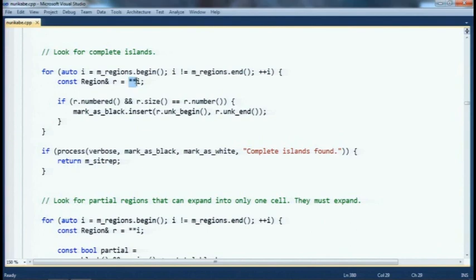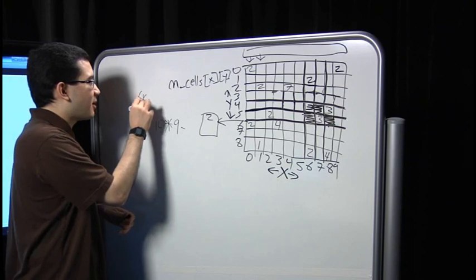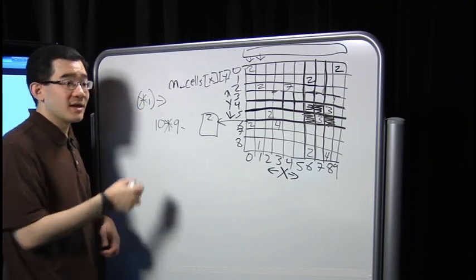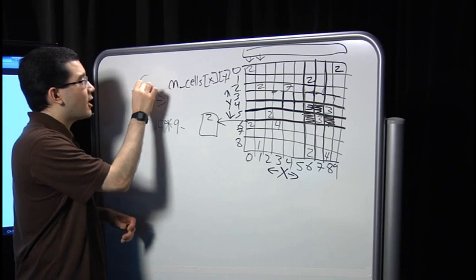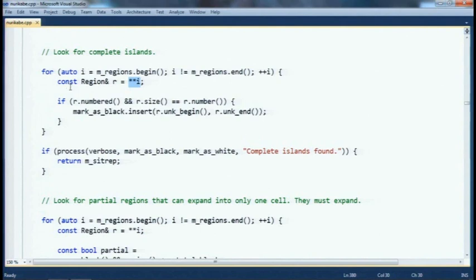Here I do want the region, and I don't want to have to say dref I, or alternatively, I would have to say dref I arrow, which is what this is helping me avoid. Instead, I'm going to just construct a reference, and then I can say r dot to talk about the region. That's all this is doing. It's a notational convenience. So r is a const reference to a region, and then I'm going to ask, okay, is this region numbered? And if it is its size, which is the number of cells that it currently contains, if that's equal to the number that it's marked with, then that region is complete. So I'm going to take the unknown cells that it's surrounded by and insert that into my mark as black set.